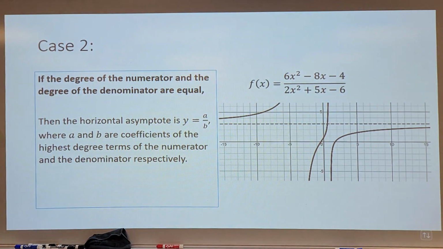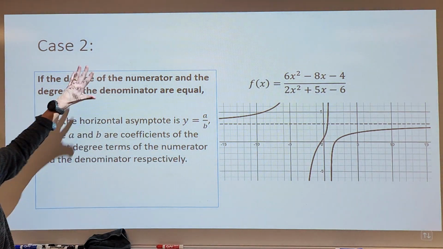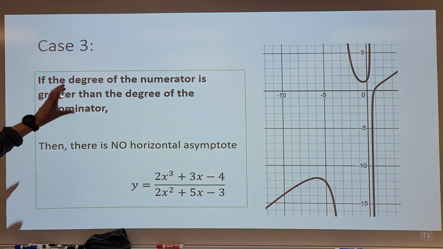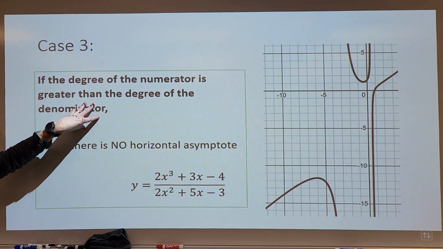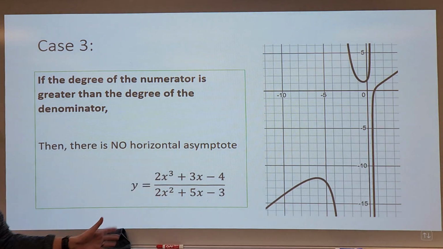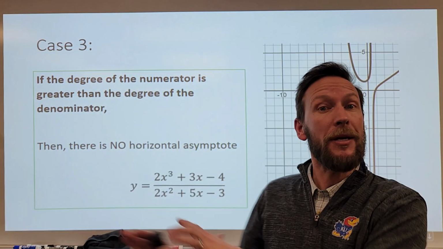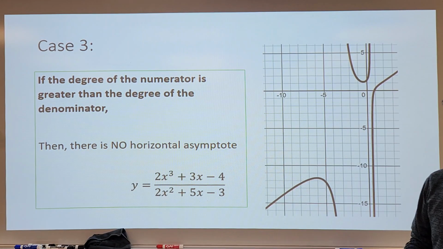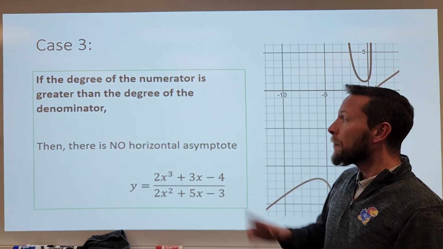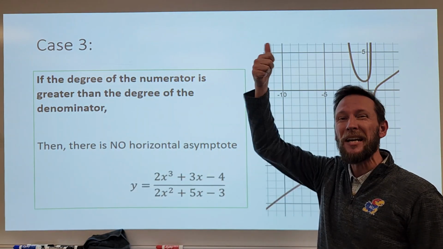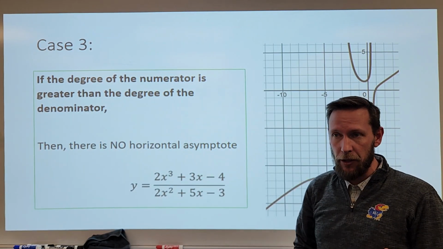All right, so keep these 3 cases organized, maybe color code. You'll notice I had an orange box, a blue box, and then I'll have a green box. For case number 3, if the degree of the numerator is bigger than the degree of the denominator, then there is no horizontal asymptote. There may be other asymptotes, there may be other aspects of this graph that we can explore and understand, but there will be no horizontal asymptotes if the degree of the numerator is greater than the degree of the denominator.